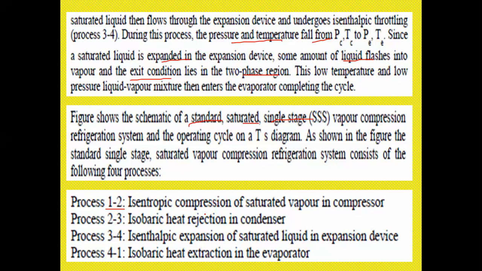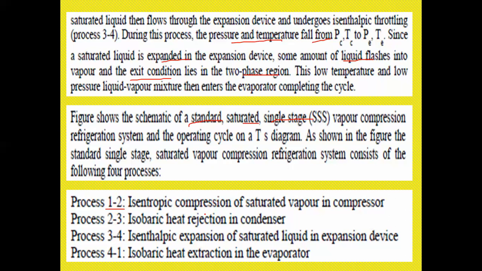So in 2 to 3 what happens? Heat rejection takes place, isobaric heat rejection in the condenser. Next, 3 to 4, isenthalpic expansion takes place. That is, in this process the liquid is converting into the vapor form. Isenthalpic expansion of saturated liquid in an expansion device. Next, in 4-1 what happens? In 4-1, isobaric heat extraction in the evaporator.